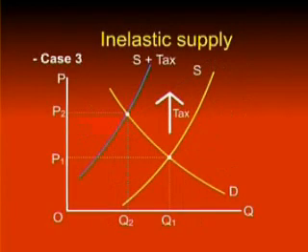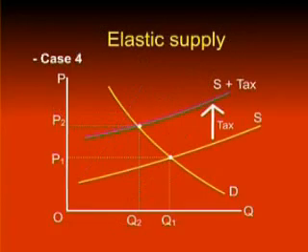Case 3 is the case of inelastic supply. In this case, it is the producer who suffers, whereas the government still gains and the consumer is still quite happy because most of the brunt is taken by the producer. Finally, you have the case of elastic supply, where both producers and consumers suffer, but the government also suffers, and this would again constitute a bad tax.